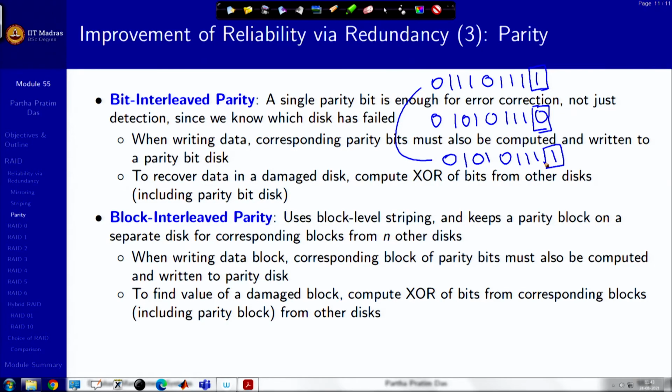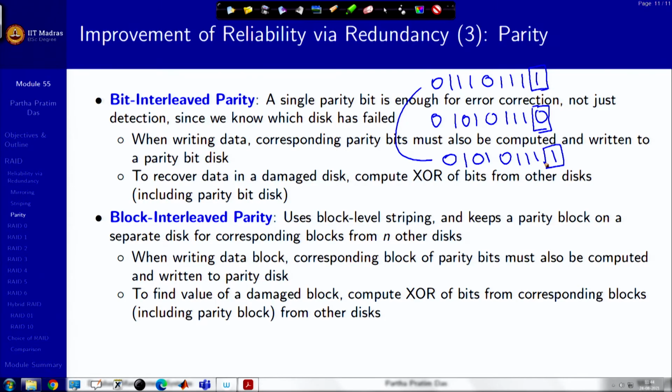So, that is what normally would be available, but since it is known which disk has failed, because you get to know that independently, you would know that from the parity information. It is not only that you will detect that 1 bit error has happened, but you can also correct for that error.